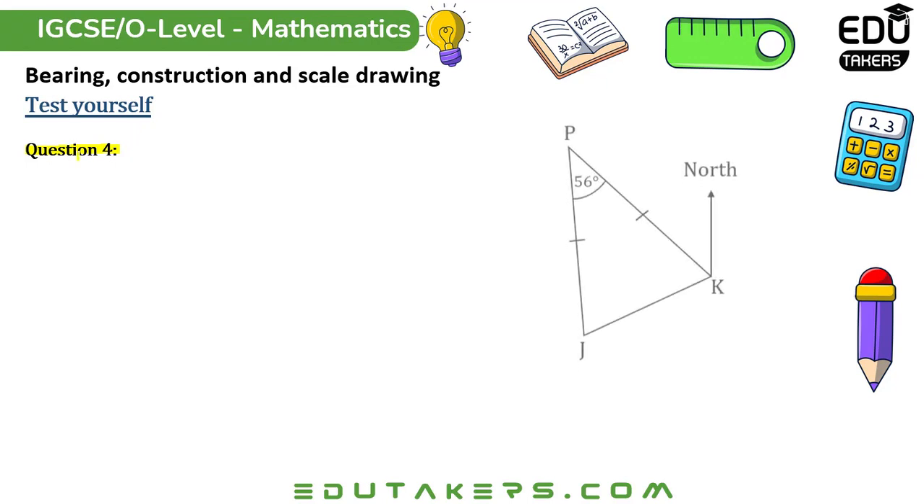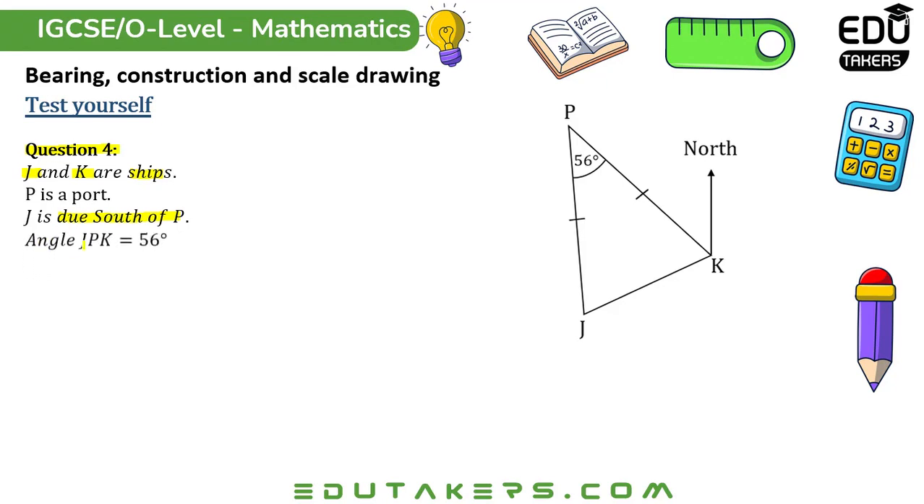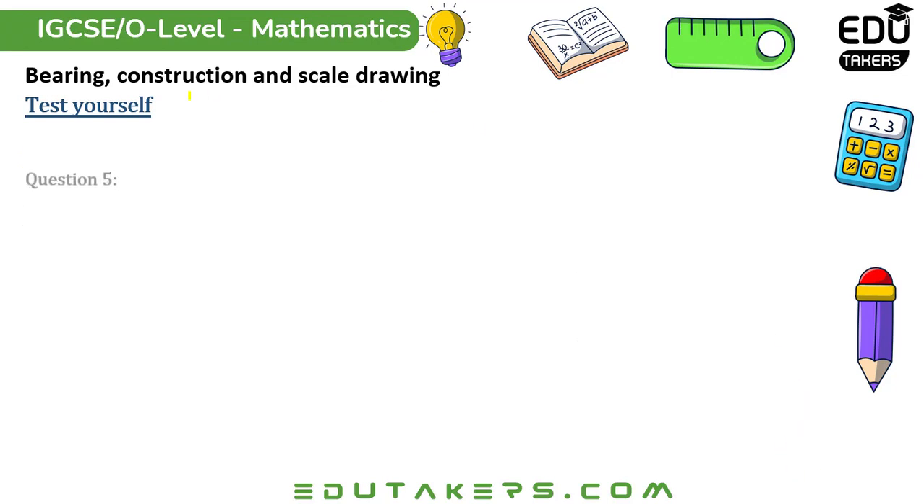Question number 4. A diagram is given. J and K are ships. P is a port. J is due south of P. Angle JPK is 56 degrees. JP equals KP. Work out the bearing of J from K. It's a 3 mark question.